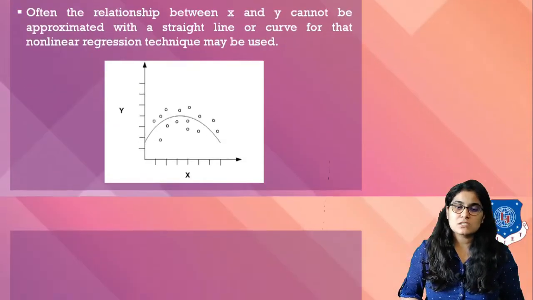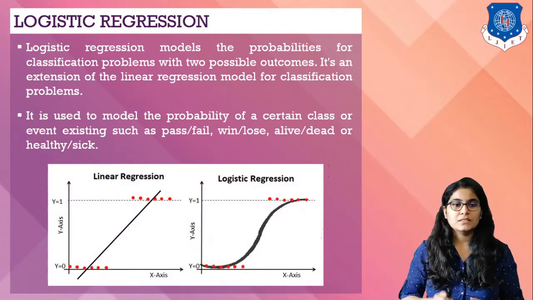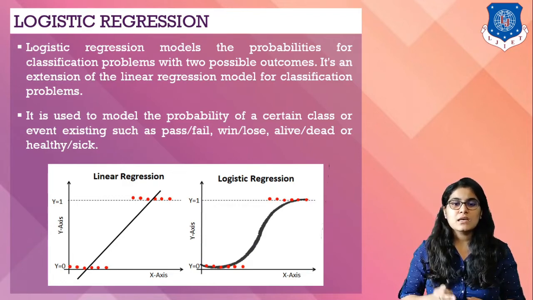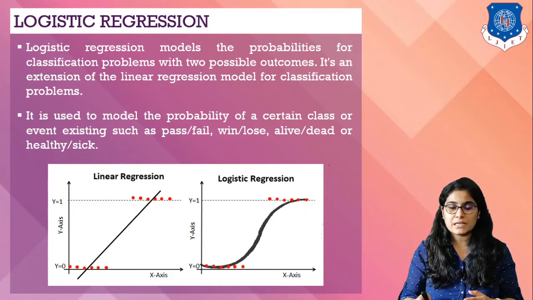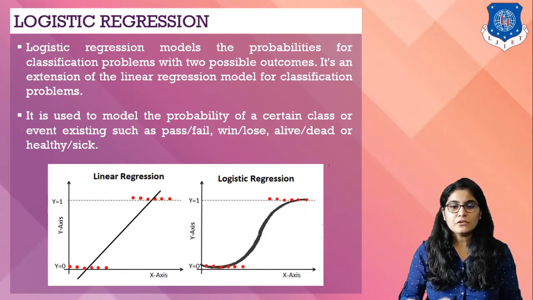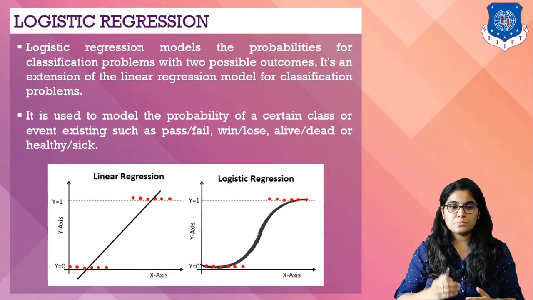Now let's understand logistic regression. Logistic regression is the appropriate regression analysis to conduct when the dependent variable is binary. Like all regression analysis, logistic regression is a predictive analysis. Logistic regression is used to describe data and to explain the relationship between one dependent binary variable and one or more nominal, ordinal, interval, or ratio level independent variables. Logistic regression models the probabilities for classification problems with two possible outcomes. It's an extension of the linear regression model for classification problems.